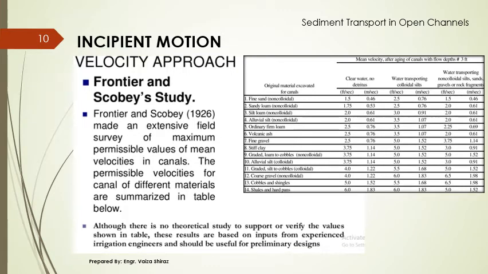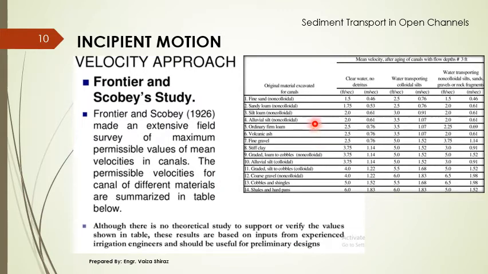Now next is the velocity approach, and in the velocity approach the first study is carried out by Fortier and Scobey in 1926. He made an extensive field survey of the maximum permissible values of the mean velocities in the canal. The permissible velocities for the canal of different materials are summarized in this table.